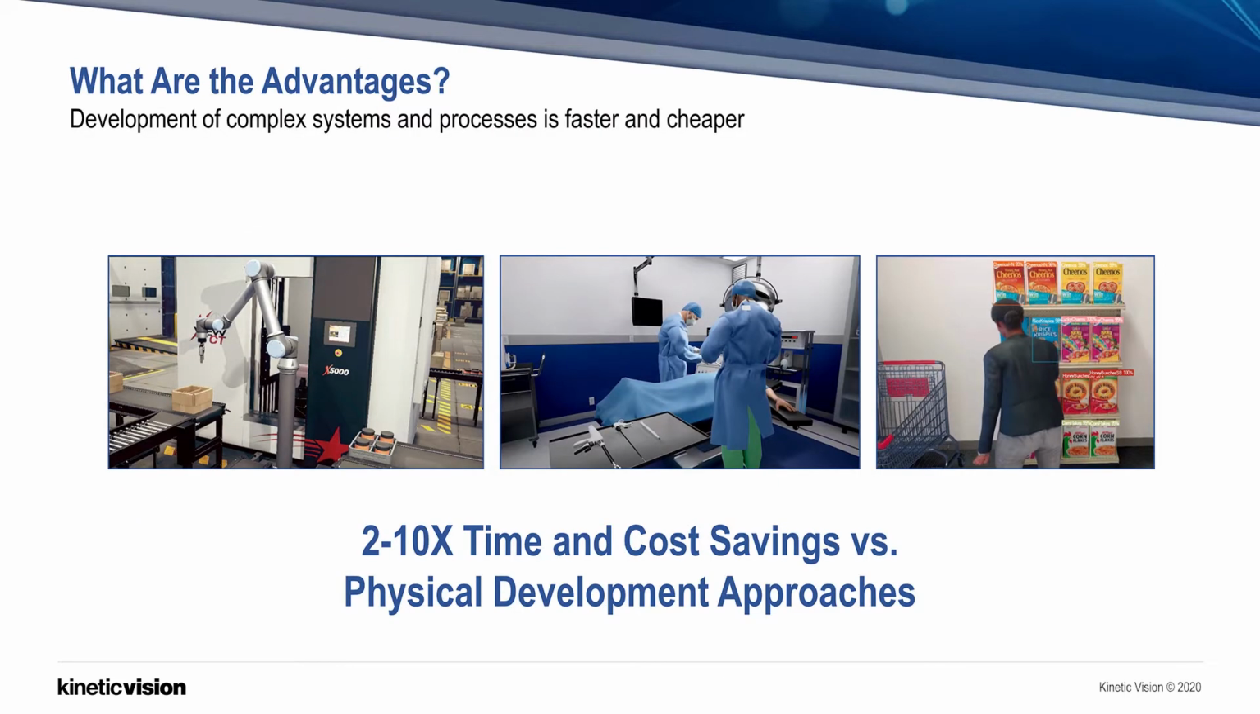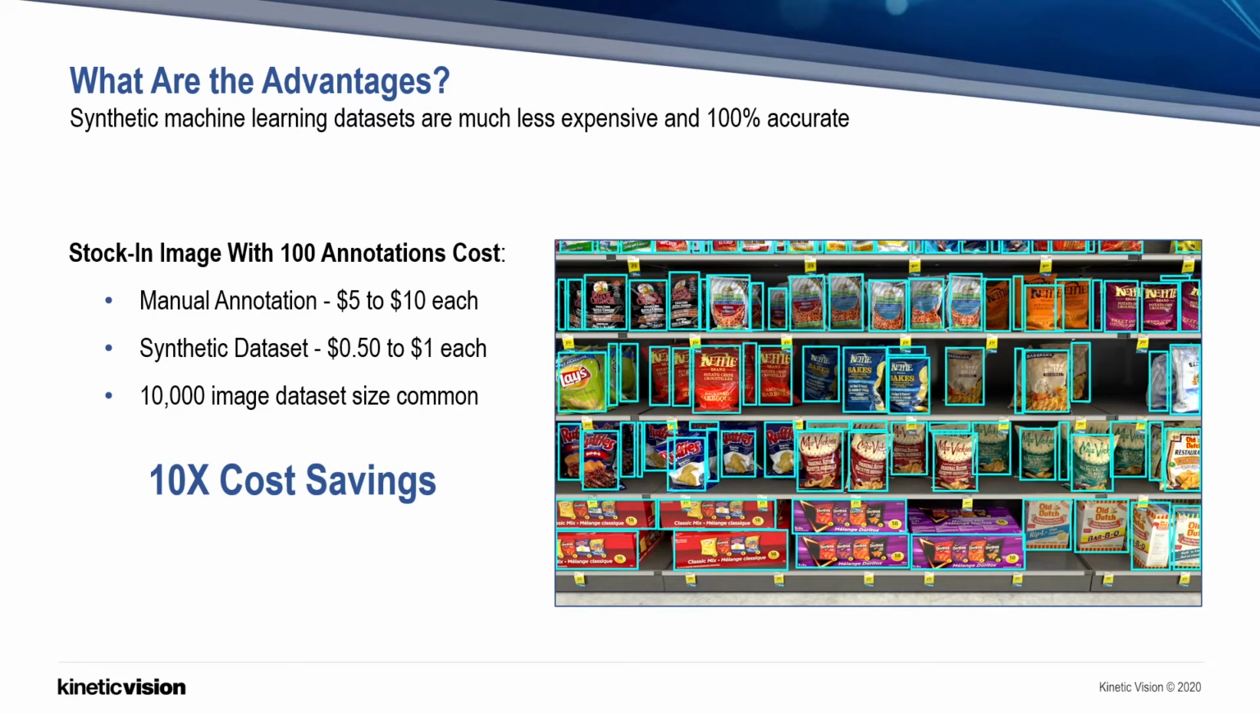What are the advantages of using a true digital twin to develop some system or process? Well, virtual spaces and objects are much less expensive and time-consuming to create than their physical counterparts, typically by 2 to 10 times. Another advantage is the creation of training data for machine learning models. Because the twin accurately represents the physical system, this data can be created synthetically.